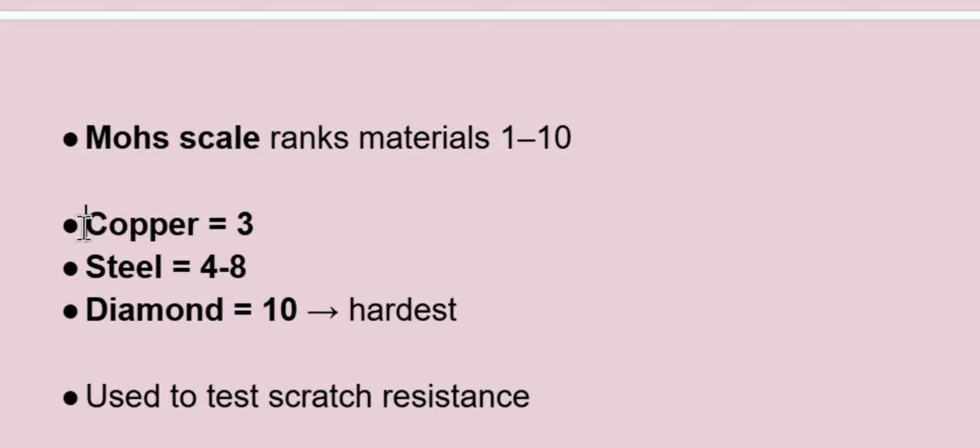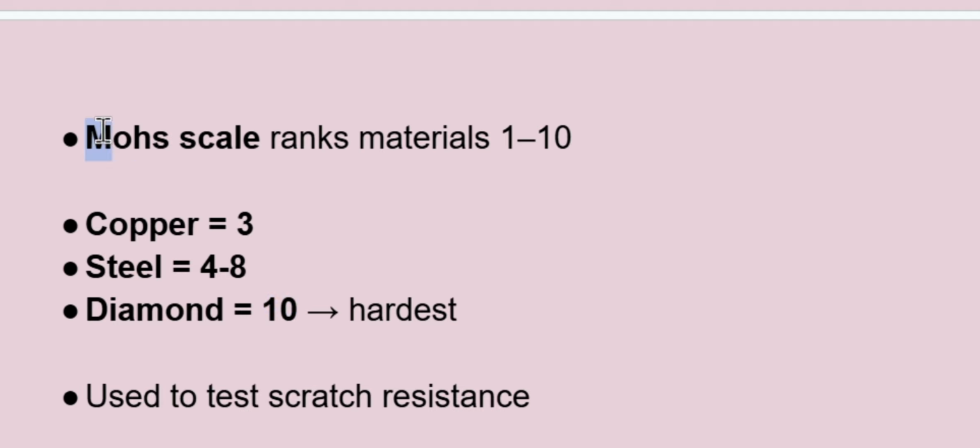So here are just some examples. Copper's not very hard, right? If you whack it, it will dent, right? Steel is harder than copper, right? There's different types of steel. If you mix steel alloys, like high carbon steel alloys, they become much harder, so they're closer to 8, right? Whereas basic steel will be 4. And then you've got diamond, which we said is the hardest. So that's a 10 on the Mohs scale, right?